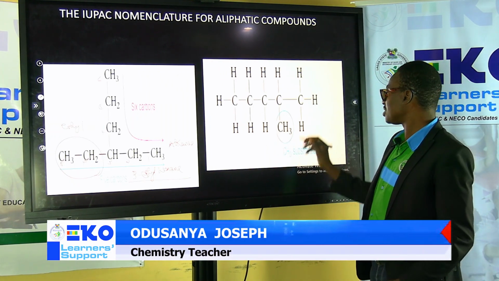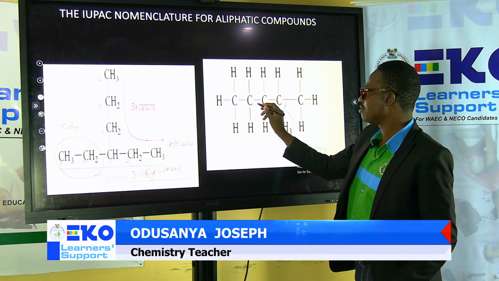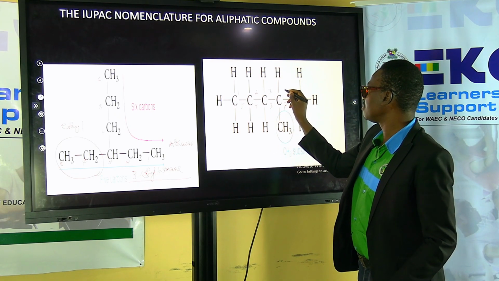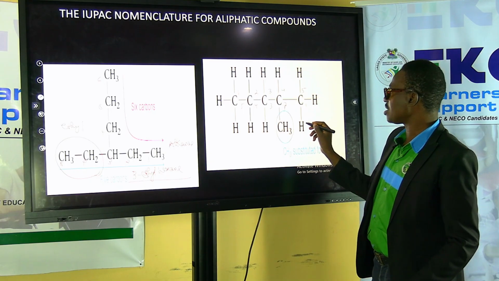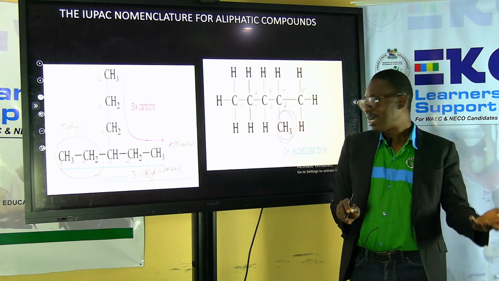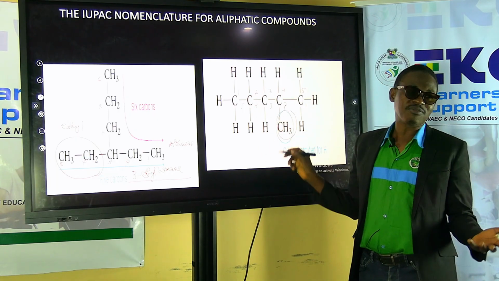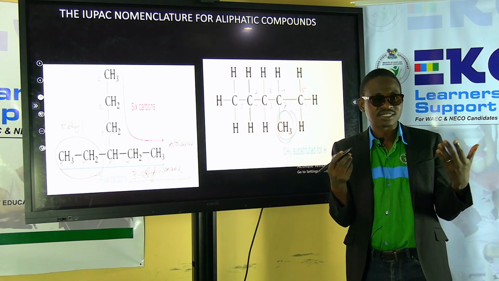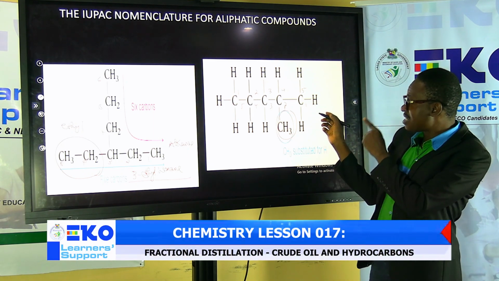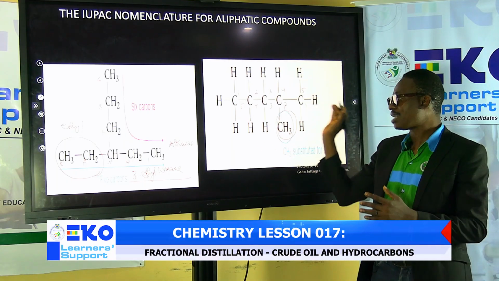Longest continuous carbon chain. Either you start from here, 1, 2, 3, 4, 5, or you start 1, 2, 3, 4, 5. So you discover if I start from here, this becomes the attachment. And it is on carbon what? 2. But if I start from here, I have it as carbon 4. You have to look at the closest attachment to the longest continuous carbon chain. You discover that 2 is better than what? 4. Then you should go in this direction.